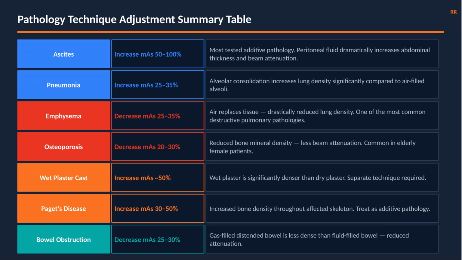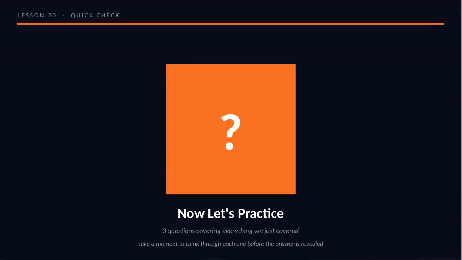Bowel obstruction. Decrease MES 25 to 30%. Gas-filled, distended bowel attenuates less than normal. 3 pathology and technique questions.